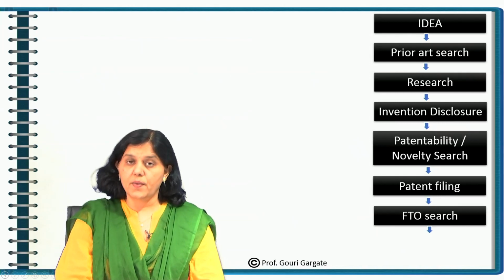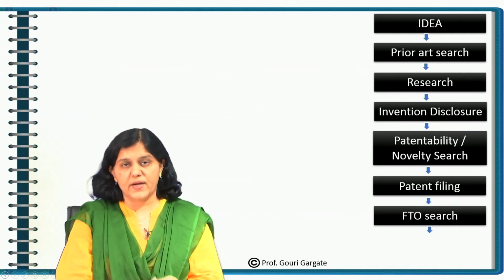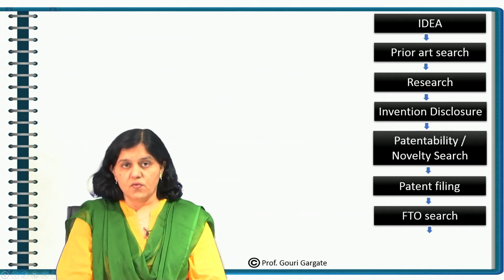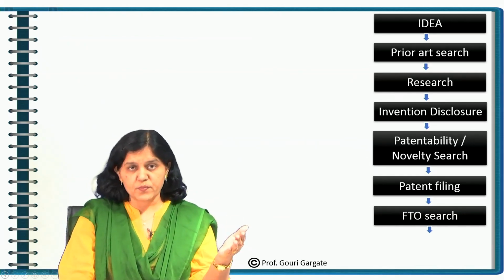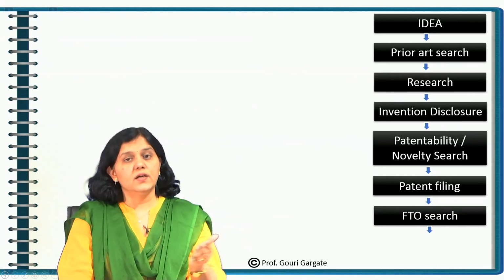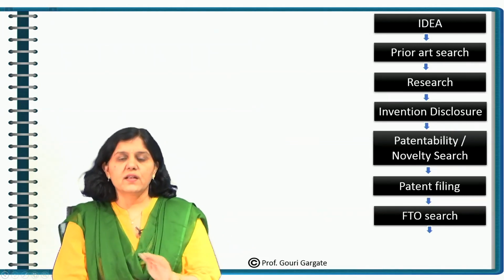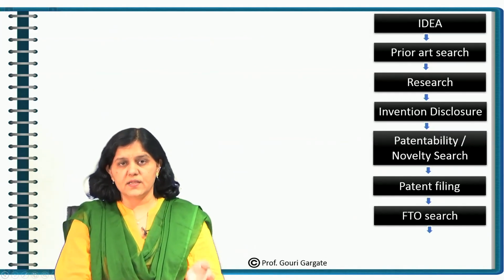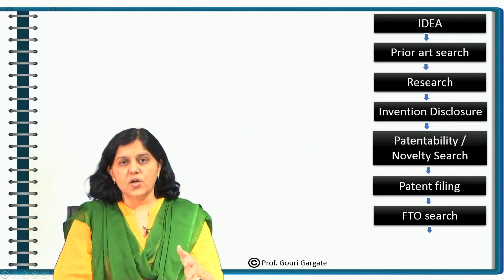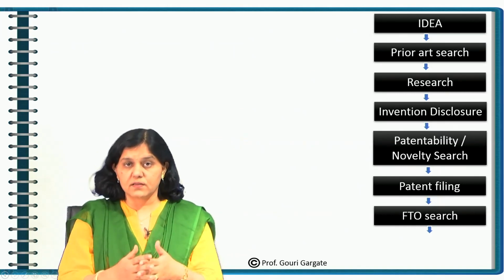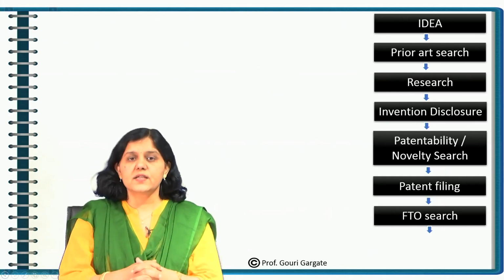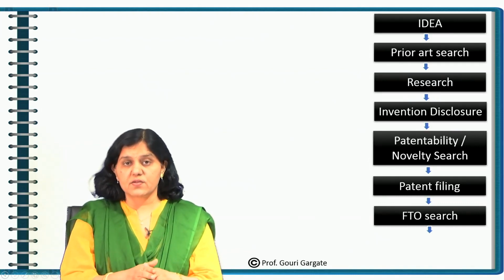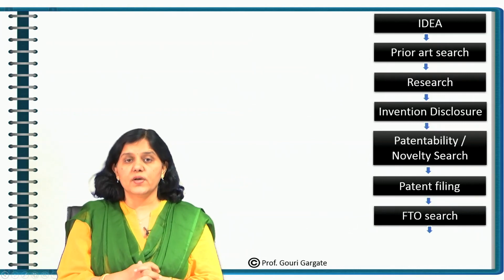Now, the next is the FTO search, that is, the freedom to operate search. So, we have seen the novelty or patentability search. The patentability search is the starting point of your research activity. Now, this FTO is almost the last stage in your research activity. This freedom to operate search is a search done to check the status in the market, whether anybody has done an invention disclosure or whether anybody has any patent related to your invention.